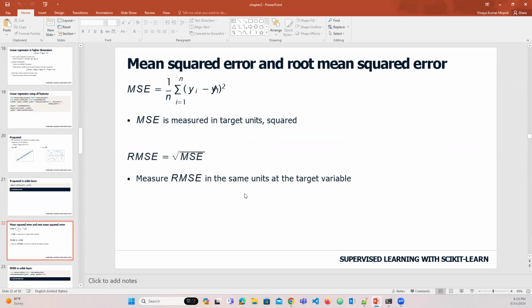Another way to assess regression model performance is to take the mean of the residual sum of squares. This is also known as the mean squared error, or MSE. MSE is measured in units of our target variable squared. For example, if a model is predicting a dollar value, MSE will be in dollars squared. To convert back to dollars, we can take the square root, known as the root mean squared error, RMSE.